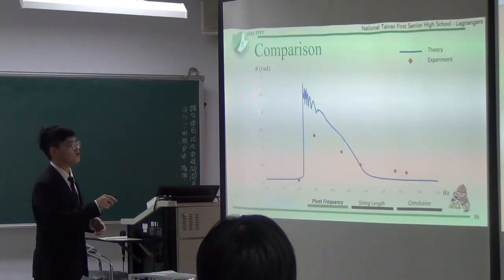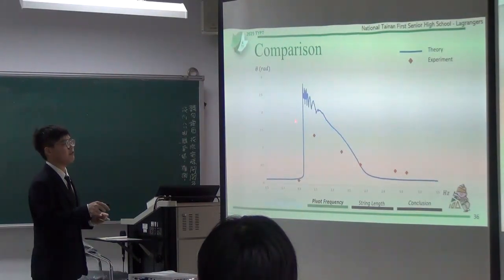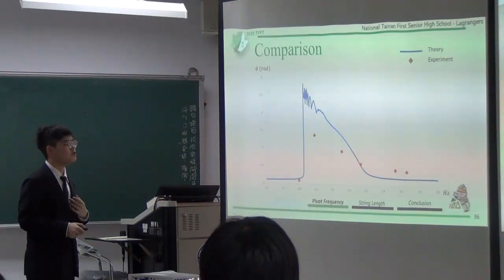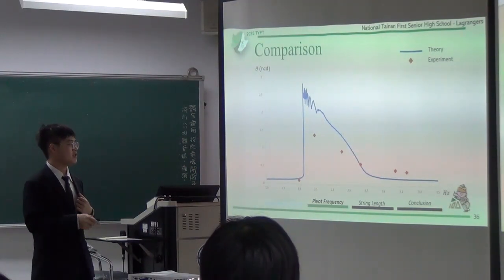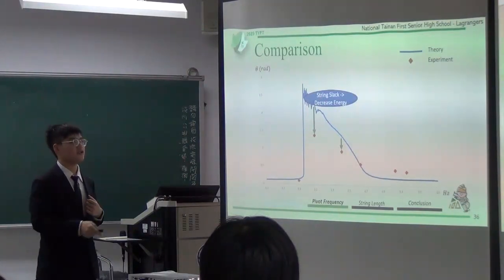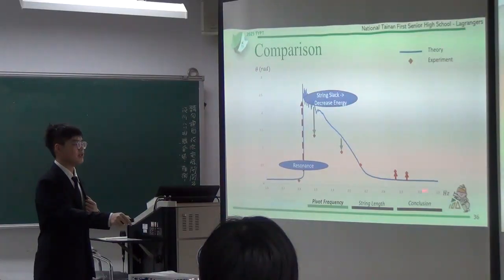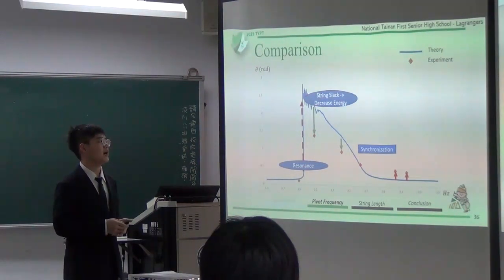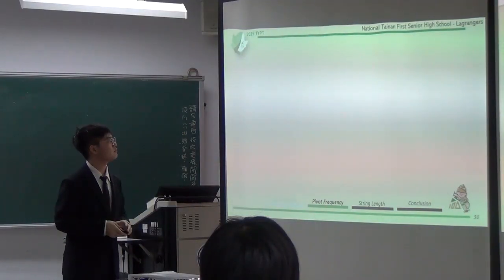This is the amplitude, and this is the hertz. Well, in this graph, there are no error bars because we only consider the largest amplitude, as the power statement had mentioned. And we can see that there are deviations right here, which is caused by string stack causing a decrease in energy. And the deviations right here are caused by the resonance, the synchronization, which is also caused by the string stack.